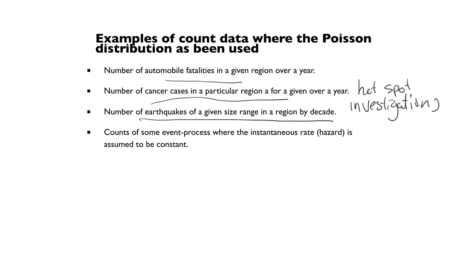Also, you can use it in the context where you have event processes, things that occur only once. But as I said, it has a constant rate of hazard, which is exponential. Don't worry about that. It's just another place it's often used.